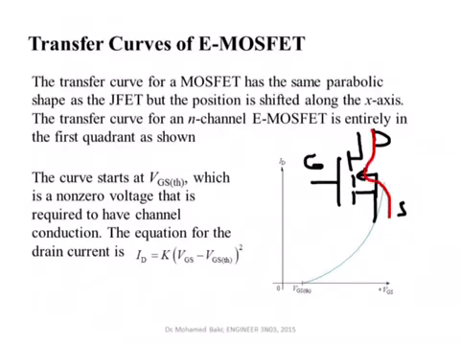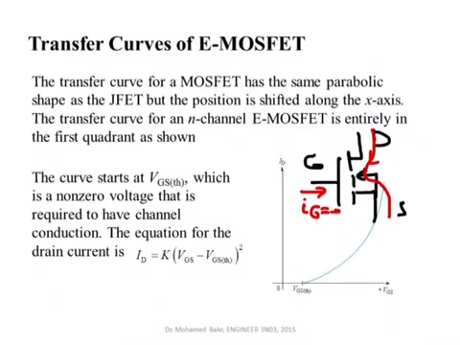Because the gate is connected to a capacitor, there is no current flowing into the gate. For this one, the current flowing here is always equal to 0. Ig is equal to 0. The current flowing from the drain to the source is controlled by 2 voltages: the drain to source voltage and the gate to source voltage.